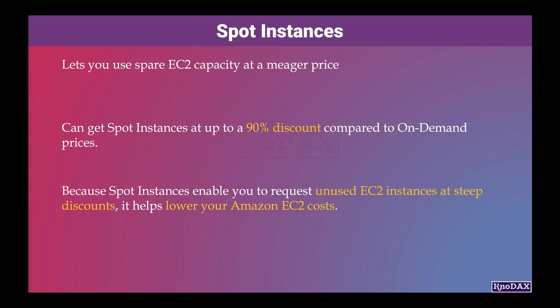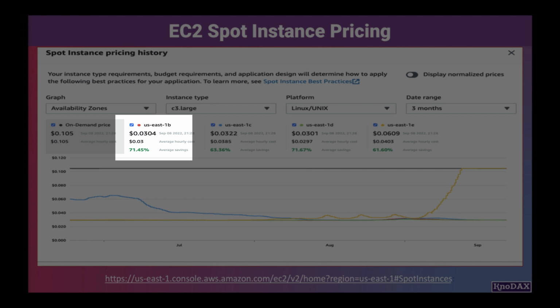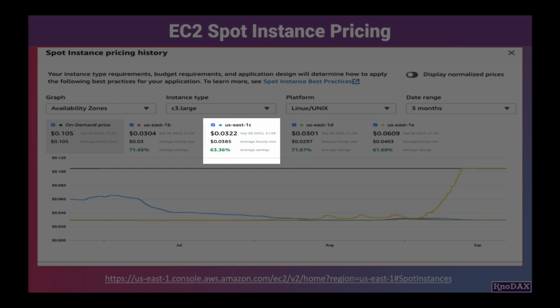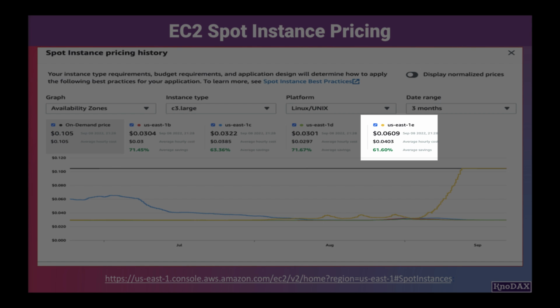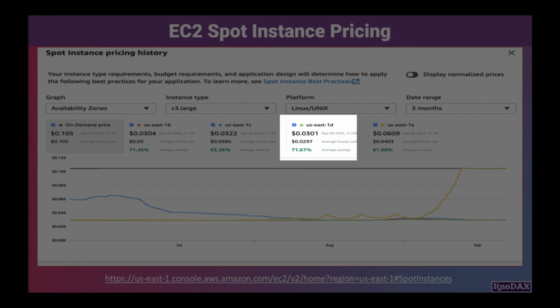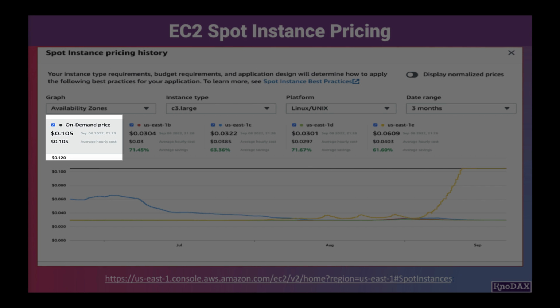For example, in the screenshot, you can notice the EC2 Spot Instance pricing history in the US East 1 region. It shows the average savings when using EC2 Spot Instances. In US East 1B, the savings was 71.45%. In US East 1C, the savings was 63.36%. In US East 1E, the savings was 61.6%. And in US East 1D, the savings was 71.67%. As you realize, these savings are significant compared to what you pay for on-demand instances.